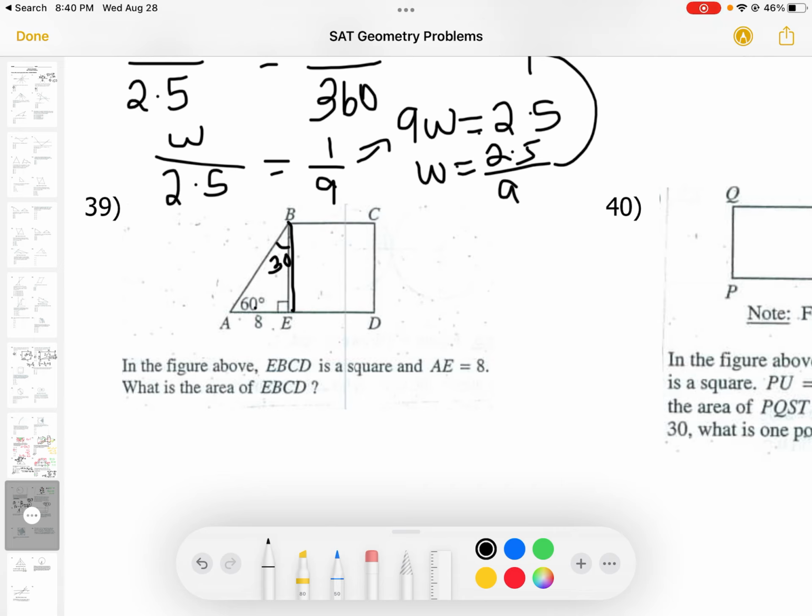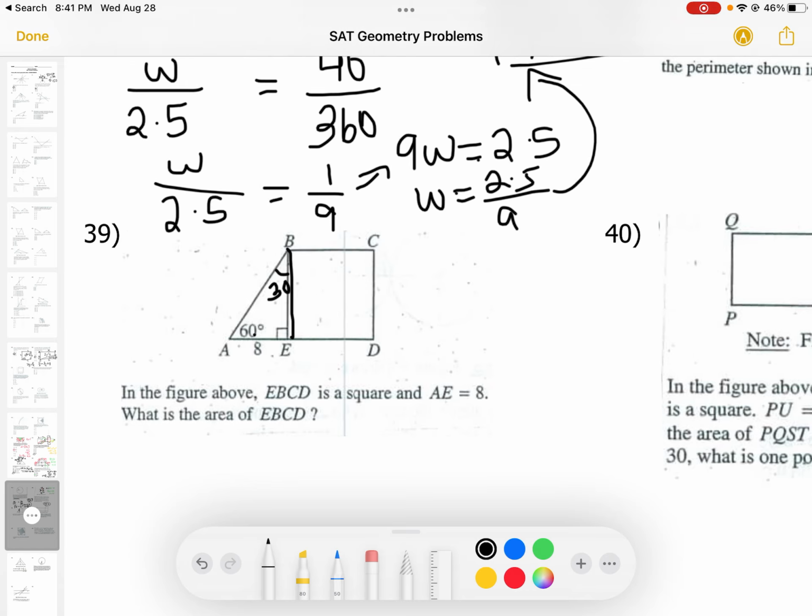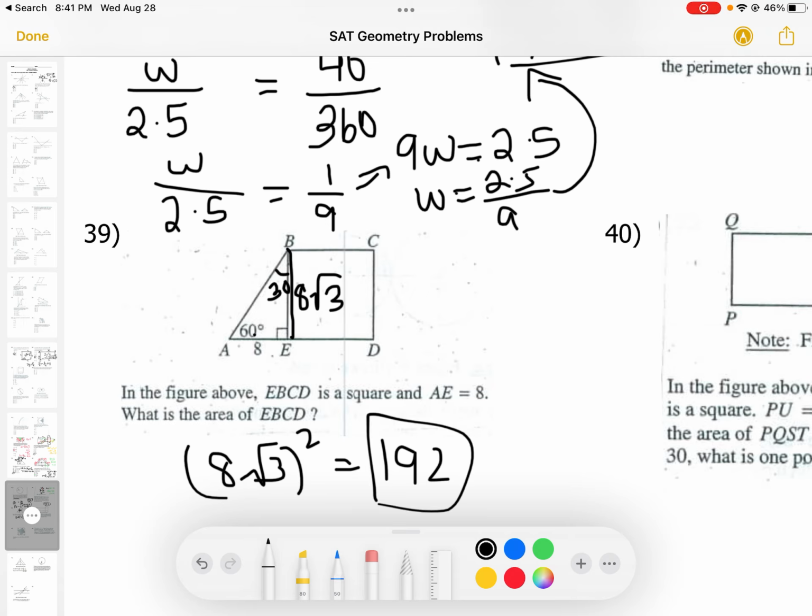We know in a 30, 60, 90 triangle that the side opposite the 60-degree angle is root 3 times the side opposite the 30-degree angle. So here EB is just 8 root 3. And the area of EBCD is just 8 root 3 squared, which is 192. And that's our answer.